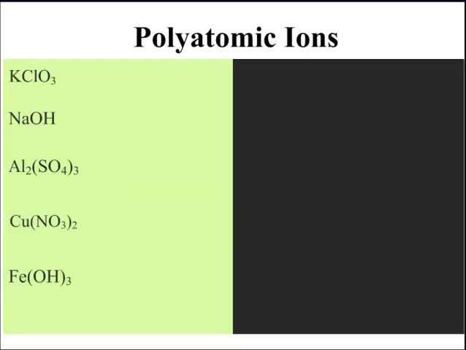Next, try writing the names for these compounds. As soon as you see more than two elements, know that you have a polyatomic ion present. Find that polyatomic ion, figure out the name of it, because you've memorized it, and use that in the name. Again, all but one polyatomic ion is a negative ion. So when you see KClO3, K is one ion, ClO3 is the other ion. And the name for that is potassium chlorate.